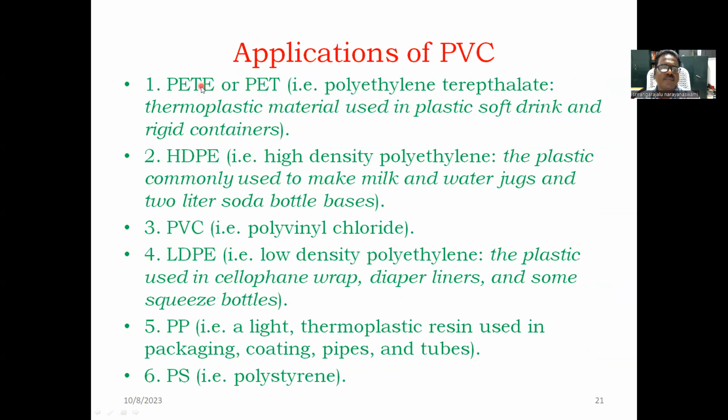Applications of plastics. PET or PETE, polyethylene terephthalate, thermoplastic materials used in plastic soft drink and rigid containers. HDPE, high density polyethylene, the plastic commonly used to make milk and water jugs and 2-liter soda bottle bases. PVC is polyvinyl chloride. LDPE, low density polyethylene, the plastic used in cling wrap, diaper liners, and some squeeze bottles. PP, a light thermoplastic resin used in packaging, coating, pipes, and tubes. PS is polystyrene.